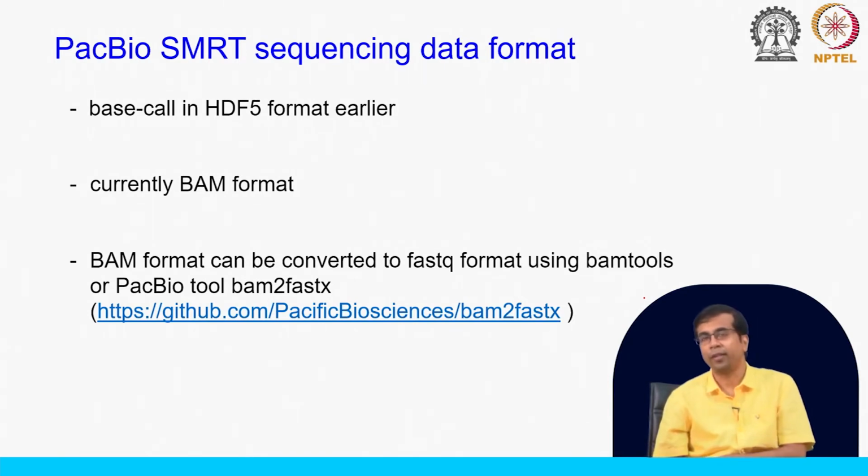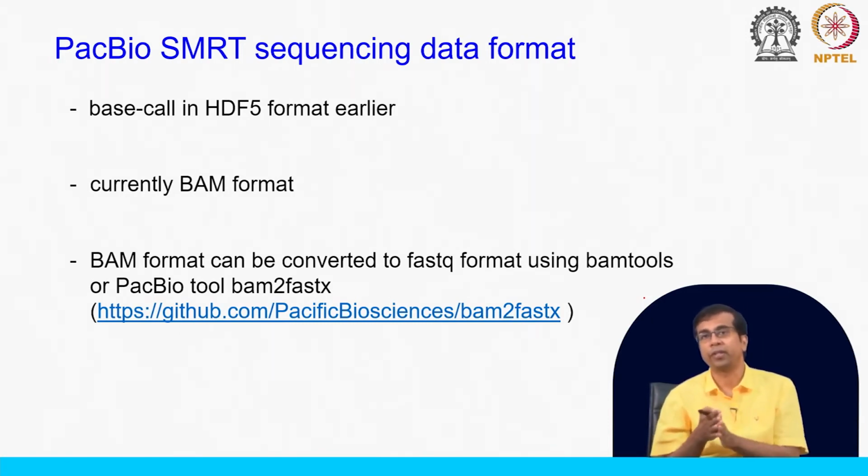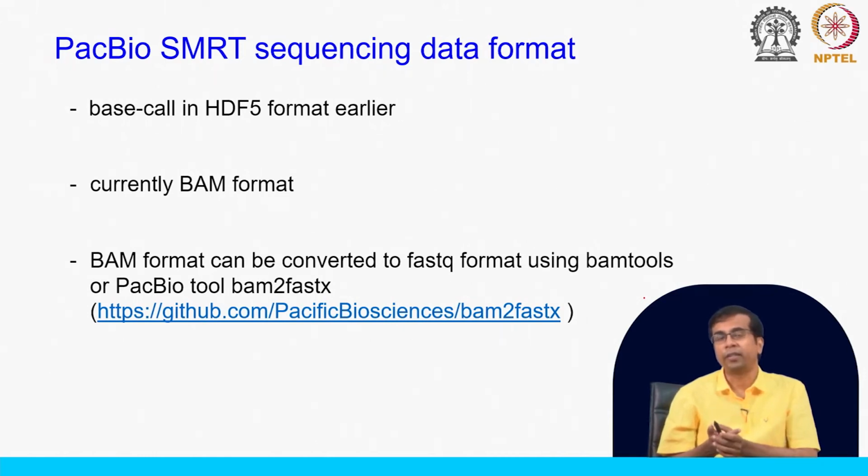Why are we interested in getting this to FASTQ format? Because most of the tools are developed for FASTQ format. We have mentioned that most of the sequencing today is done on the Illumina platform, so a lot of the tools out there are designed for handling FASTQ data sets. If we can convert BAM format to FASTQ format, we can use those tools. There are 2 tools mentioned here: one is BAM tools, and the other is Pacific Biosciences' own tool, called bam2fastx. You can download it from their web page; the web link is given.